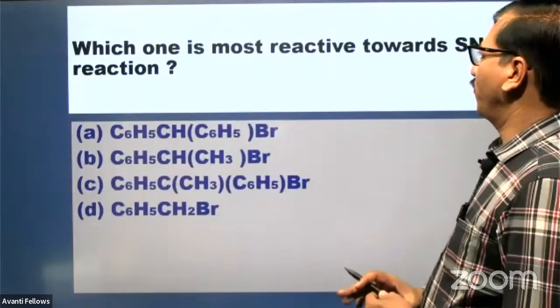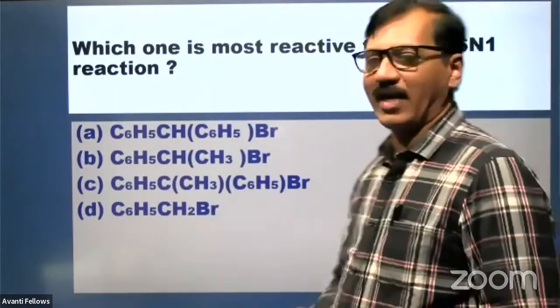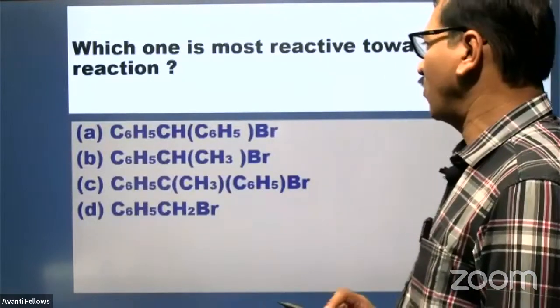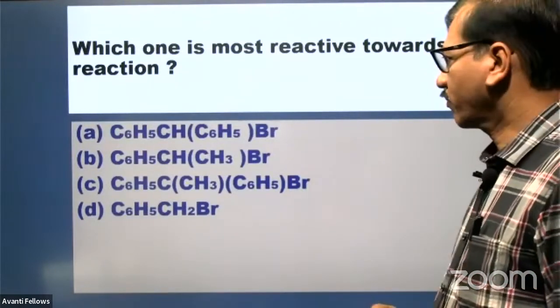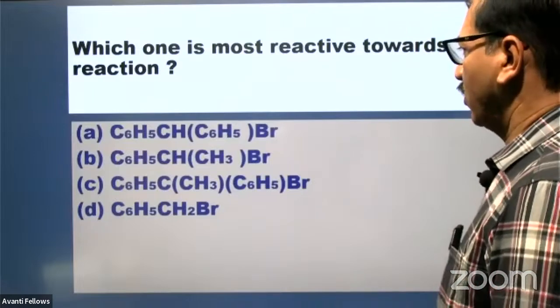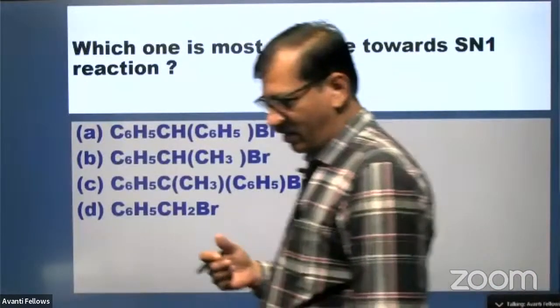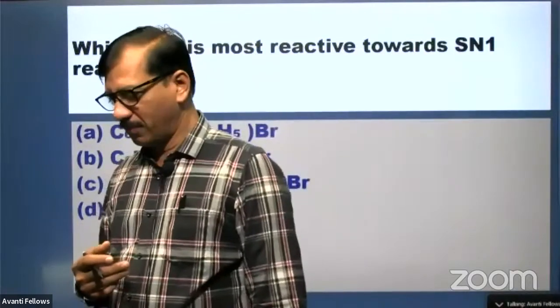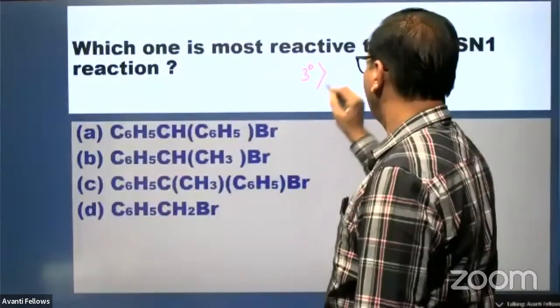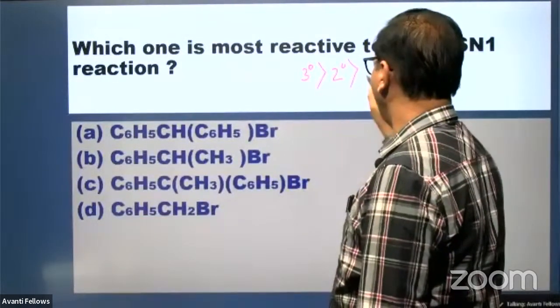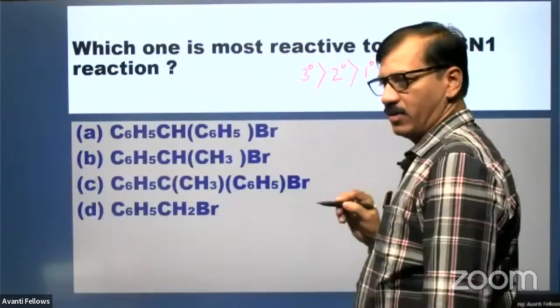Which one is most reactive towards SN1 reaction? Option C. If you have any other answer also, you can tell. No problem. So for the SN1, tertiary is more reactive than secondary, than primary. This is the key thing to be remembered, right?